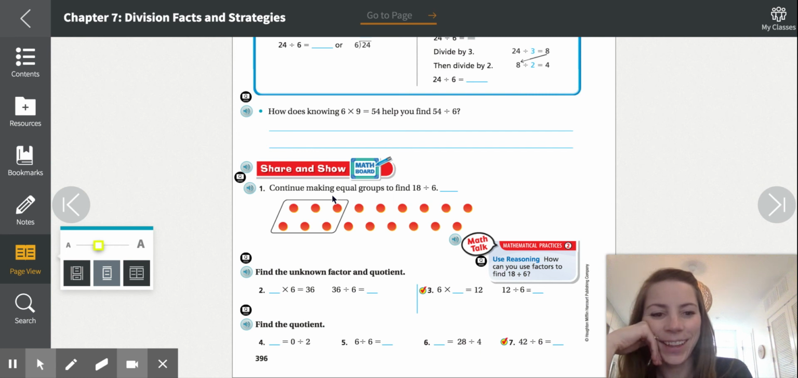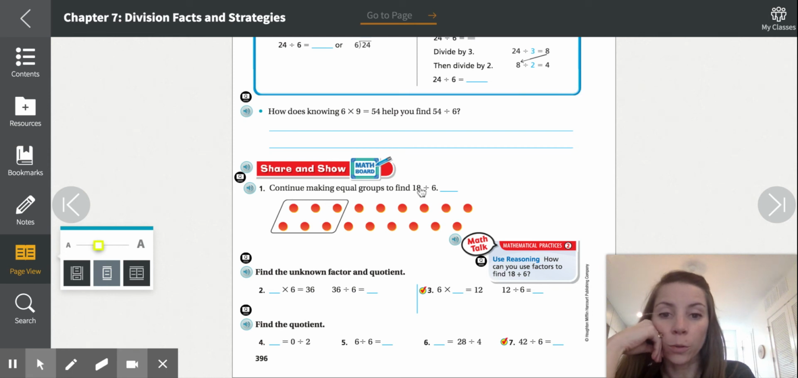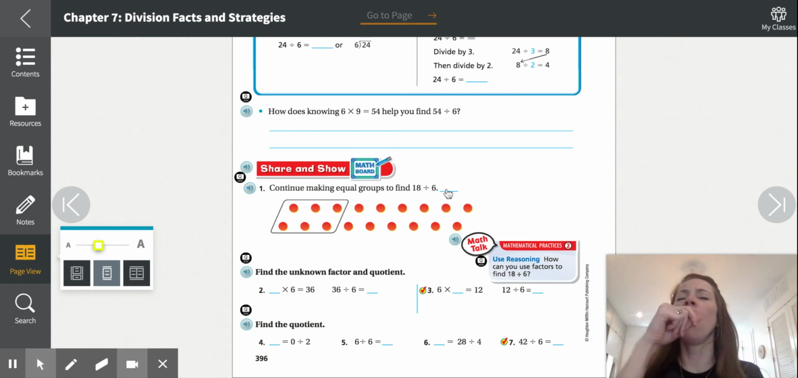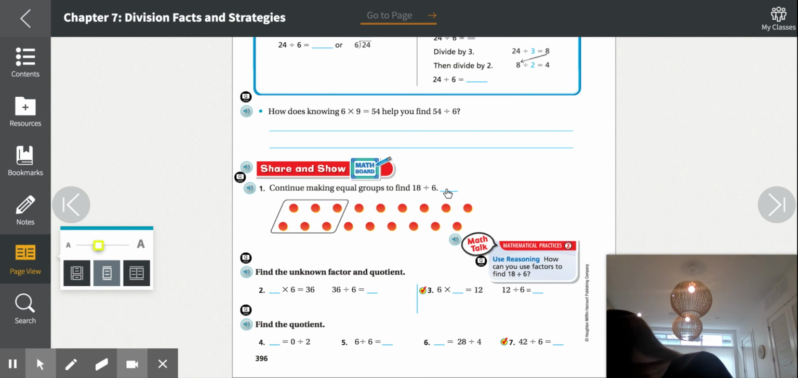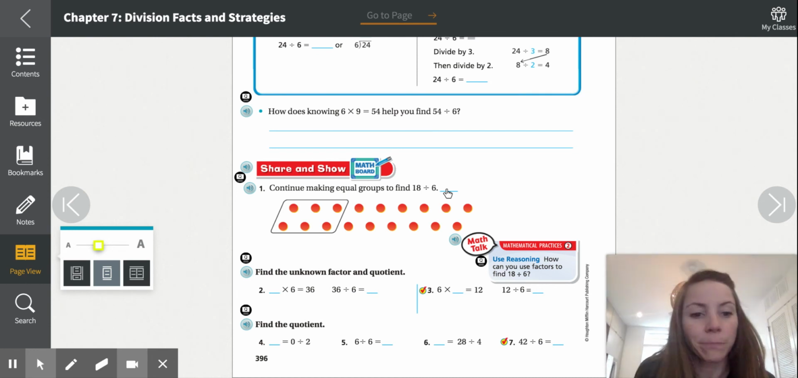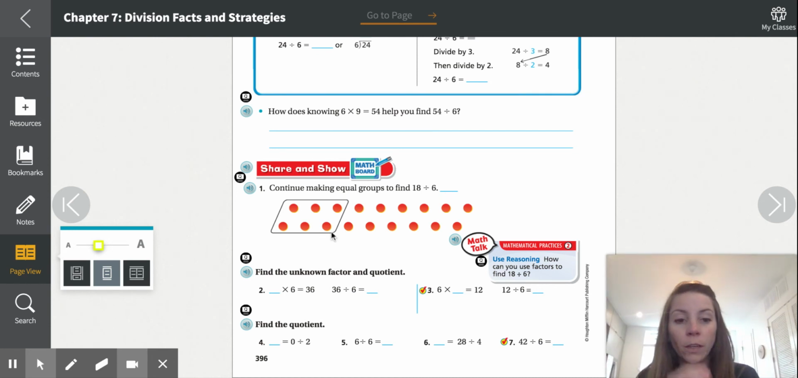Hi guys. Okay, lesson 7.6, share and show. I'm going to read you the directions first. It says continue making equal groups to find 18 divided by 6. So you're going to finish the picture that they already started for you. The next row has you use unknown factors to help you find the quotient.